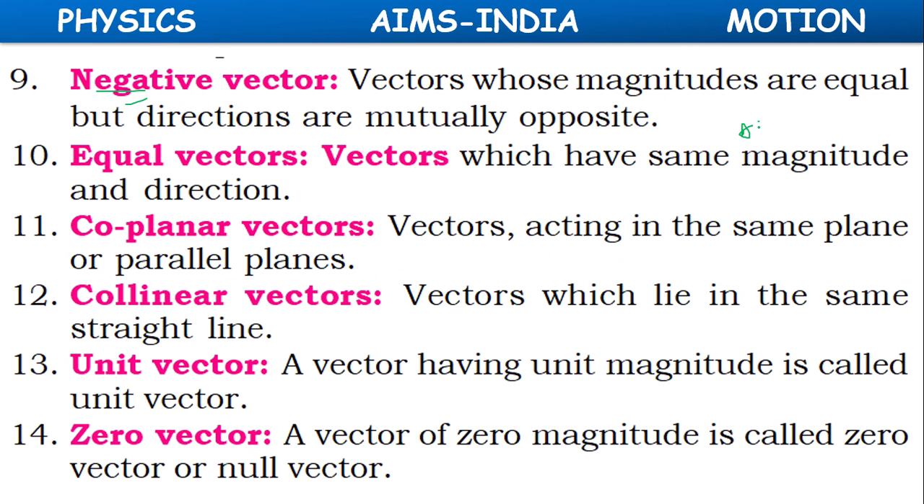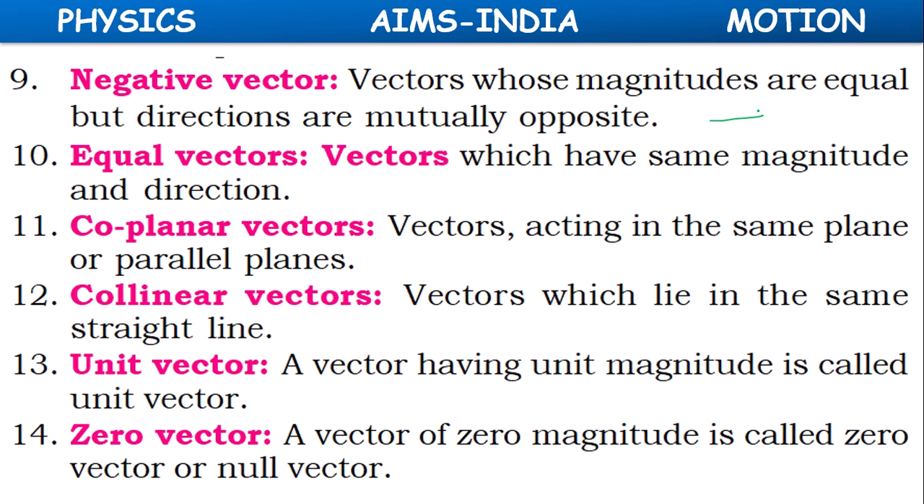If this is AB vector, 5 meters length towards east direction. We have another vector, 5 meters length in west direction, which is BA. Both have the same magnitude but are mutually opposite to one another. This is AB vector, this is BA vector. Then BA vector is considered as the negative vector of AB.